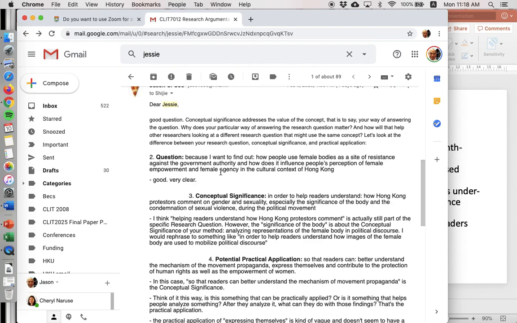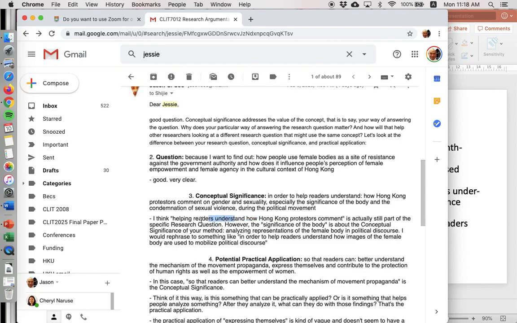So yeah, that's a very good question. It's like, how do female bodies or representations of female bodies get used for political or cultural politics? Okay. Now, the conceptual significance that Jesse writes is to help readers understand how Hong Kong protesters comment on gender and sexuality, especially the significance of the body and the condemnation of sexual violence. Okay, so this is not that strong, because helping readers understand is actually still part of the research question.